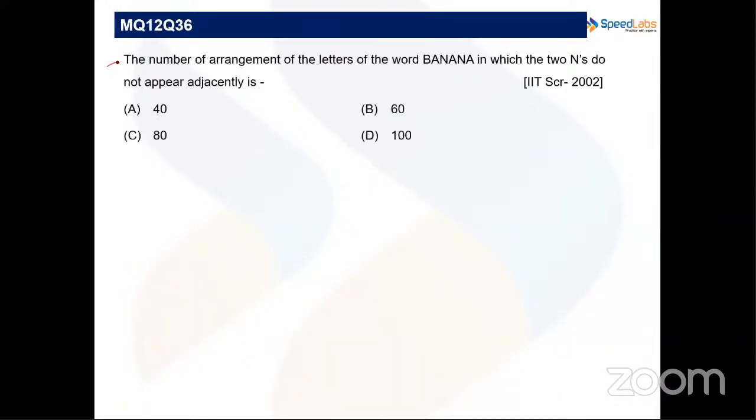Moving to the next question. The number of arrangements of the letters of the word banana in which the two ends don't appear adjacently. Okay, I am giving you 30 seconds.